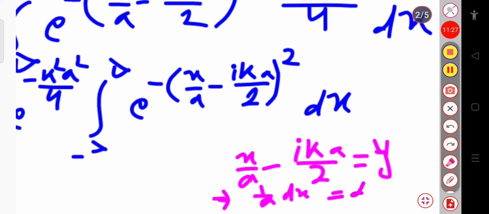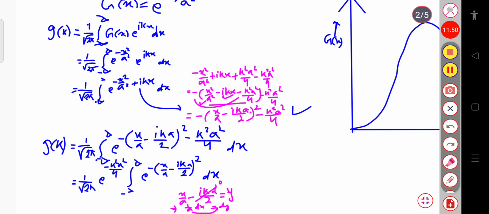Because the second term in this expression, ika by 2, goes to 0, since it is a constant and its derivative is 0. Or we can say that this dx will be equal to a into dy. If a gets multiplied here, then dx will be equal to a into dy. Now if I put this value, I can write it here.